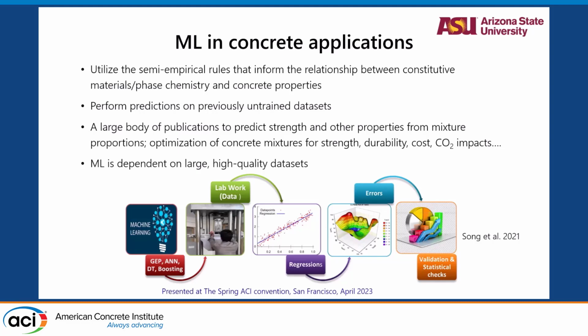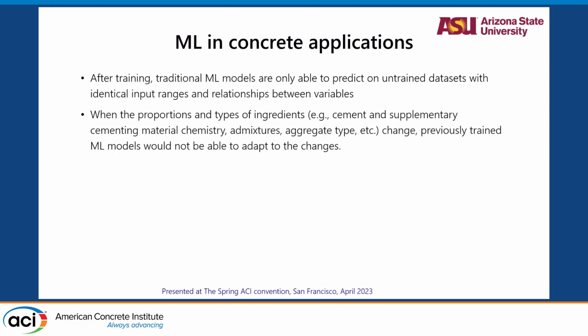And unsurprisingly, when you have high quality data sets, those predictions become easier. Now, the question is, what happens when you don't have those high quality data sets, or you don't know much about the data sets? The labeling versus unlabeling debate has been going on in the data science community for much longer. So the idea is that after training, traditional models are able to predict on untrained data sets with identical input ranges and relationships. You may be able to predict, but the predictions may not hold water. Generally, if you want to predict, you have to have identical input ranges and relationships.